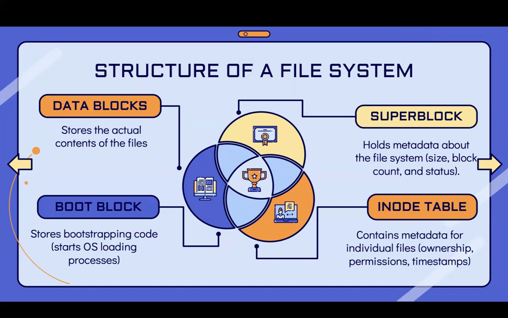Then we have the inode table, which stores metadata about the individual files, including who owns them, when they were last modified, and what permissions are set. And finally, the data blocks contain the actual content of the files. Each part works together to ensure the operating system can access and manage data efficiently.